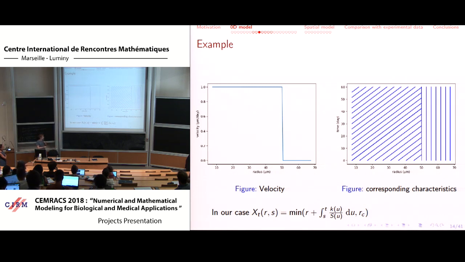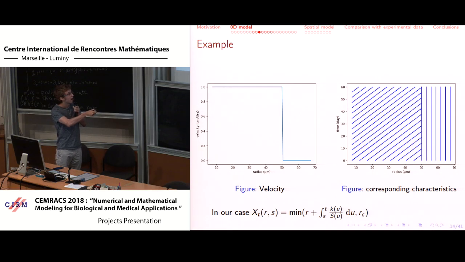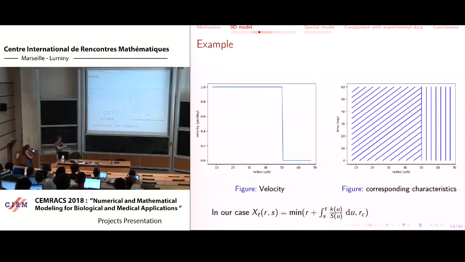In our case, when the velocity depends on time, we have almost the same phenomenon, but instead of straight lines in this part, we will have parallel curves. And we can even write explicitly the formula for the characteristics. It is one of the reasons why this framework is very convenient to have explicit computation.